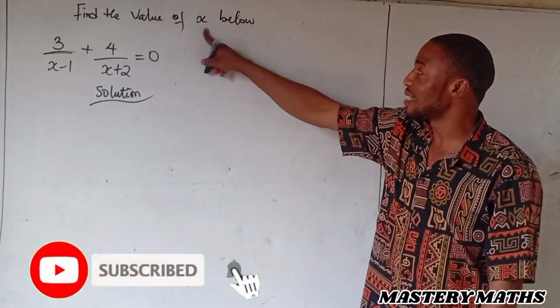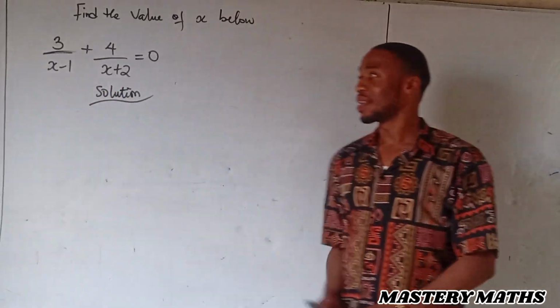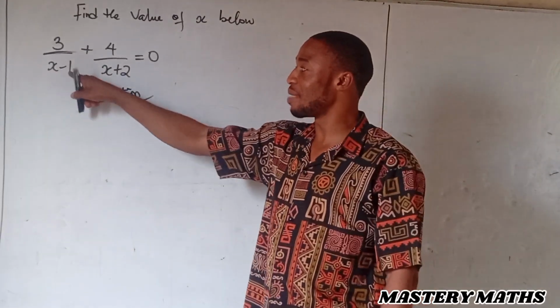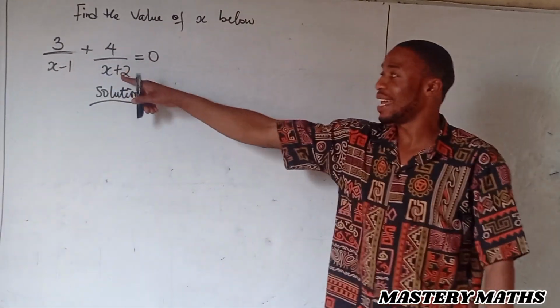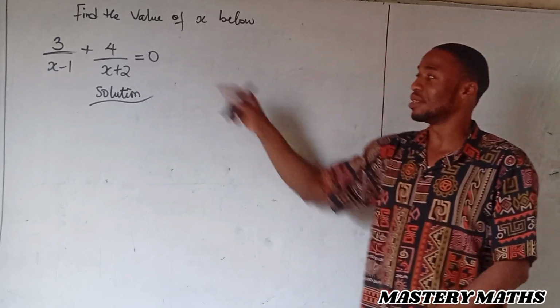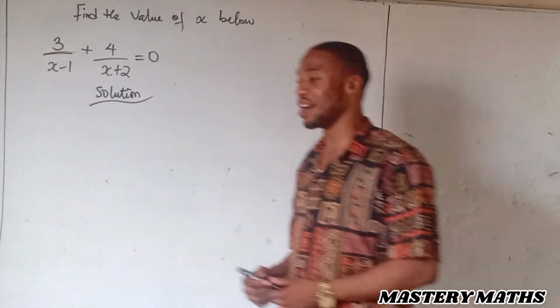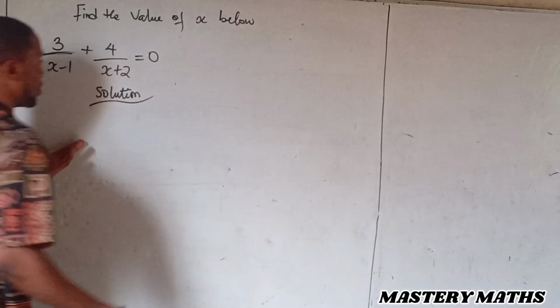Find the value of x below. You have 3 over x minus 1 plus 4 over x plus 2 equal to 0. Now, how do we get our x? How do we solve for x? Very simple. Now, let's do this.